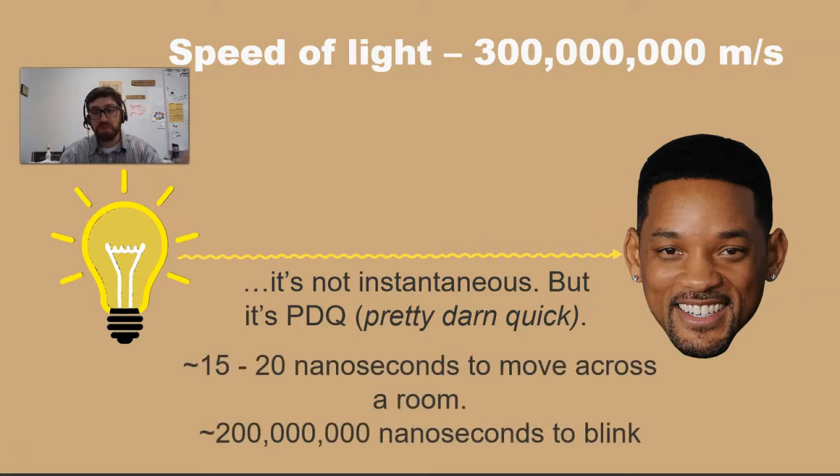Like what I just showed you was drastically slowed down, but it is very, very fast. Across a room, which is sort of what I'm depicting here, it'd take approximately 15 to 20 nanoseconds to move across a room. Now, you probably don't know what a nanosecond is, and just as reference, it takes you 200 million nanoseconds to blink.